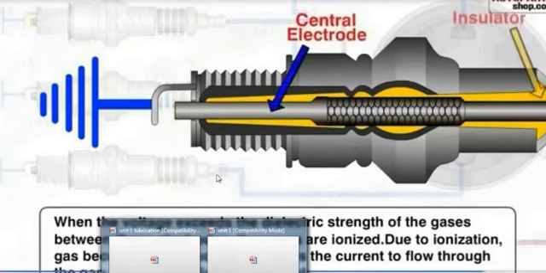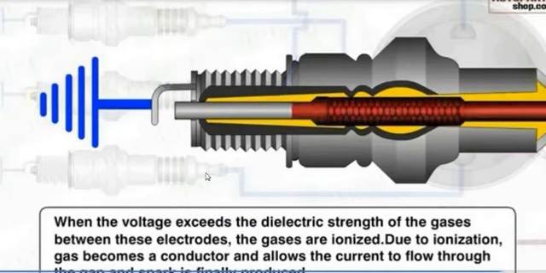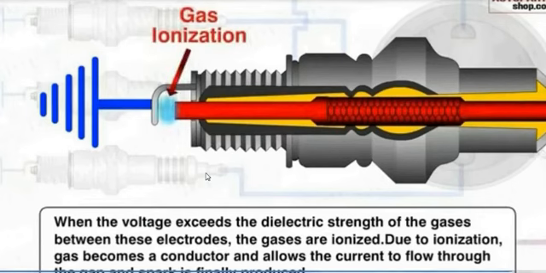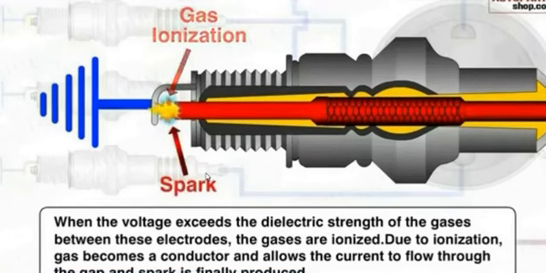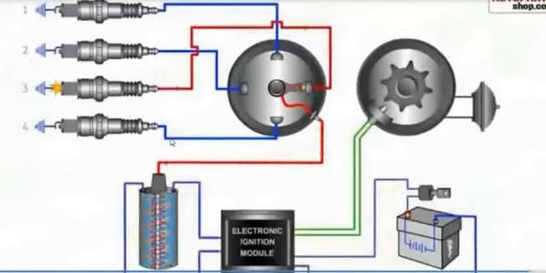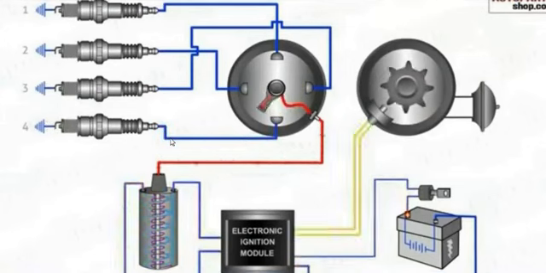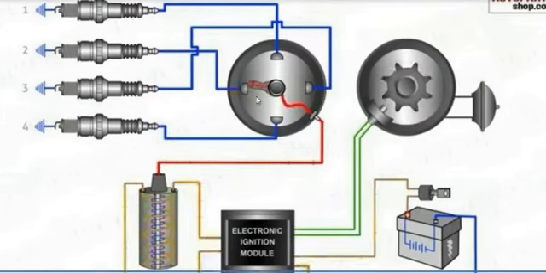When the voltage exceeds the dielectric strength between the electrodes, gases are ionized. Due to ionization, the gases become a conductor and allow the current to flow through the gap, and finally a spark is produced.